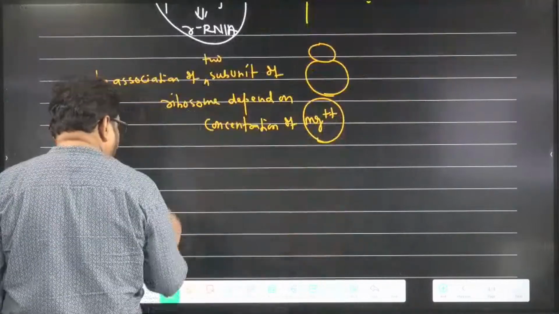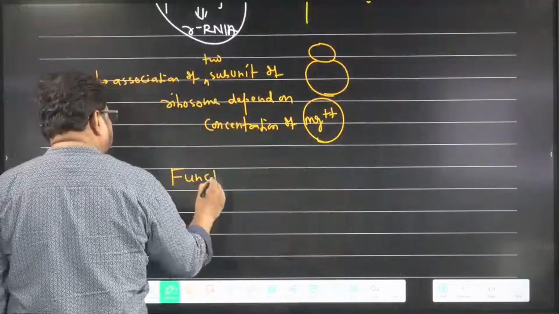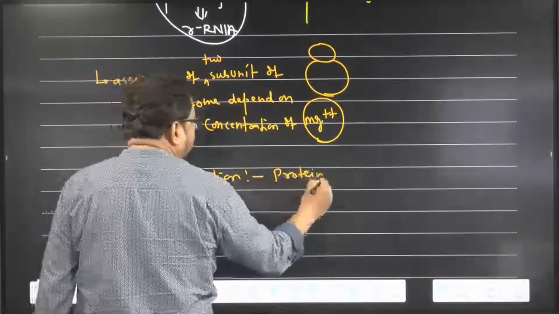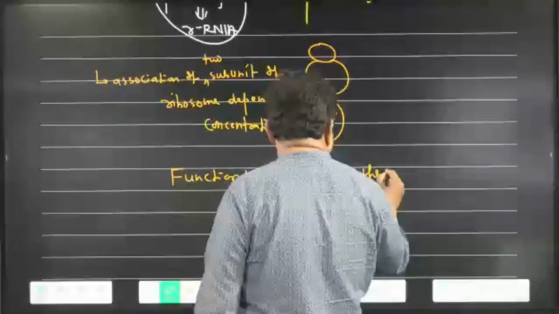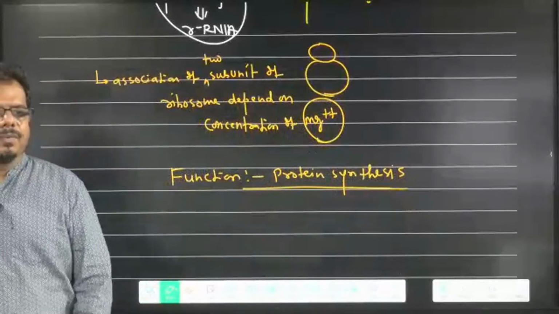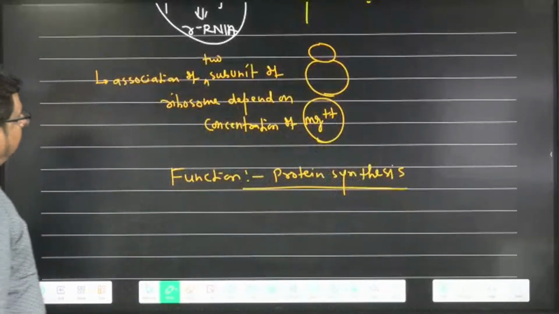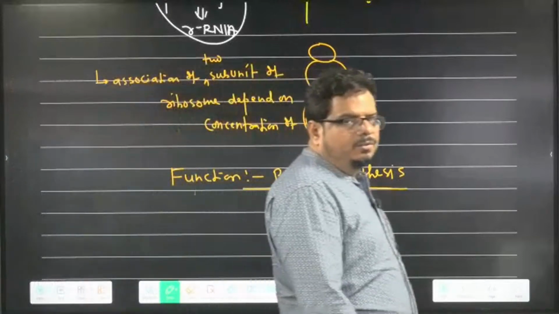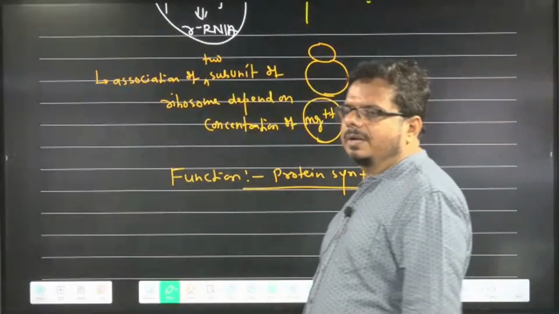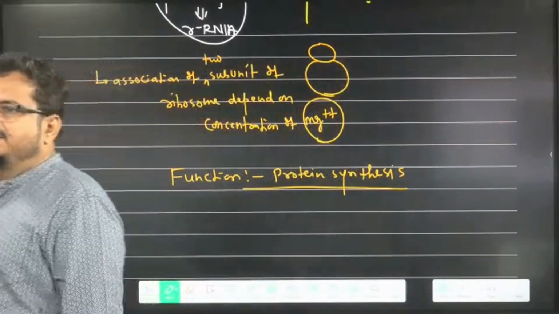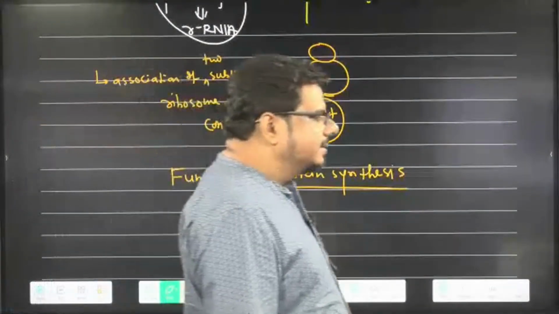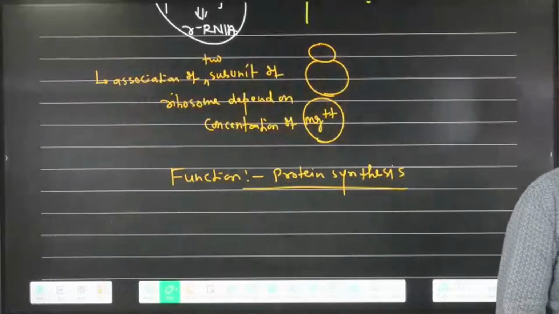Now I am writing the function of ribosome. Function of ribosome: protein synthesis. This is the function of ribosome. So this is about ribosome. Ribosome is also over. Now we are going to talk about cytoskeleton. What are we going to deal with? Cytoskeleton.